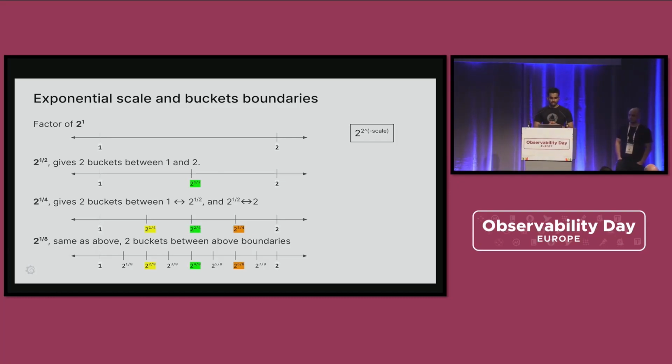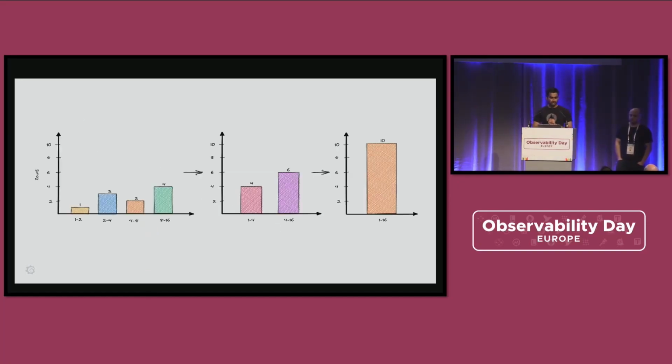The property of bucket boundaries being the same from the previous resolution comes in handy here, where let's say you had a resolution of a factor of 2 power 1, which is the first bar chart here. So the boundaries are 1, 2, 4, 8, and 16. You can anytime convert it to a lower resolution. So the one in the middle has a factor of 4. So you can just add up the buckets of the higher resolution to get the histogram of a lower resolution. And if you want to reduce the resolution again, you can add up the buckets again. So you can always convert from a higher resolution to a lower resolution histogram.